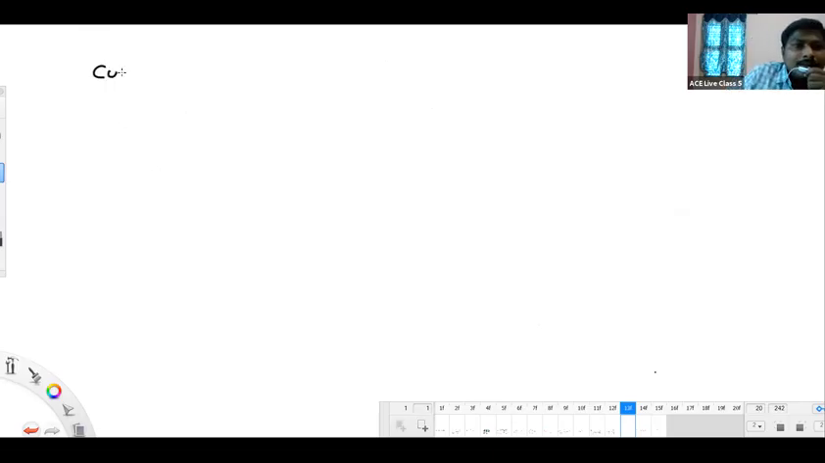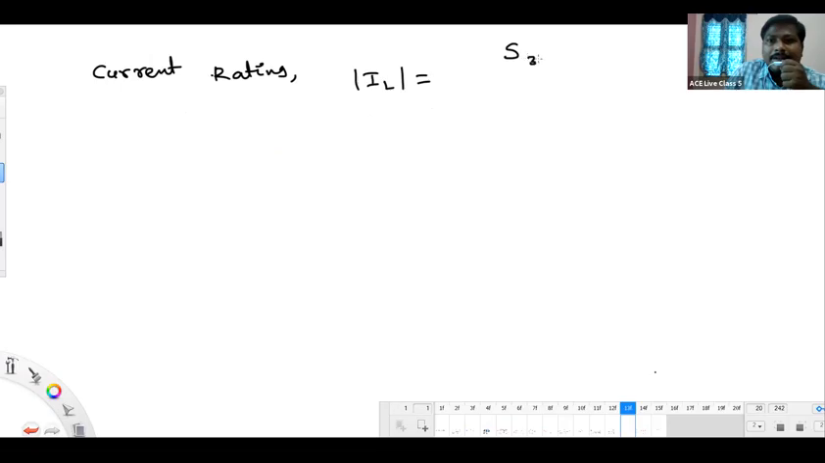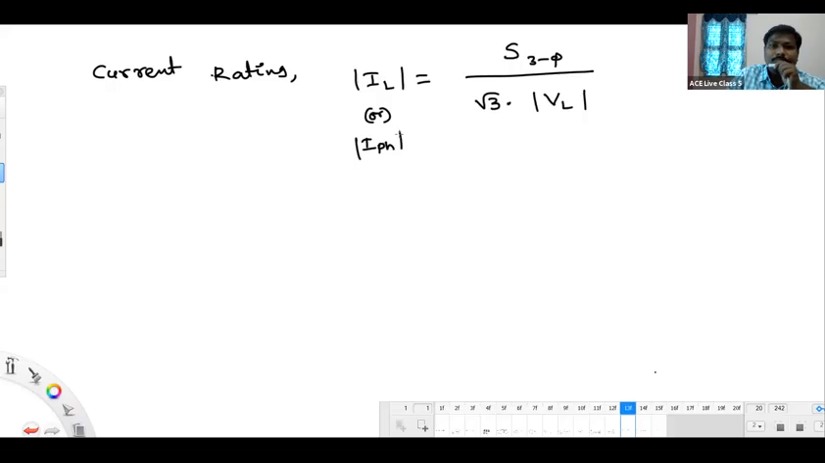Current rating of transmission line. Just a simple formula you can get from this. Current rating IL is equal to S three-phase value divided by root 3 into line-to-line voltage magnitude. In case of a transmission line, line current and phase current are both the same. Yes, S three-phase by root 3 into line-to-line voltage.